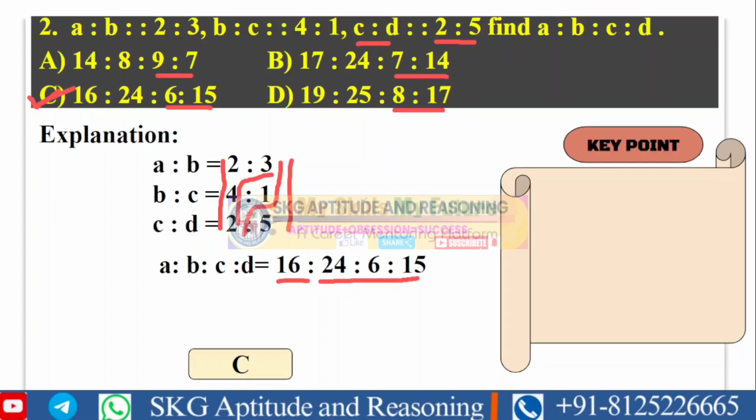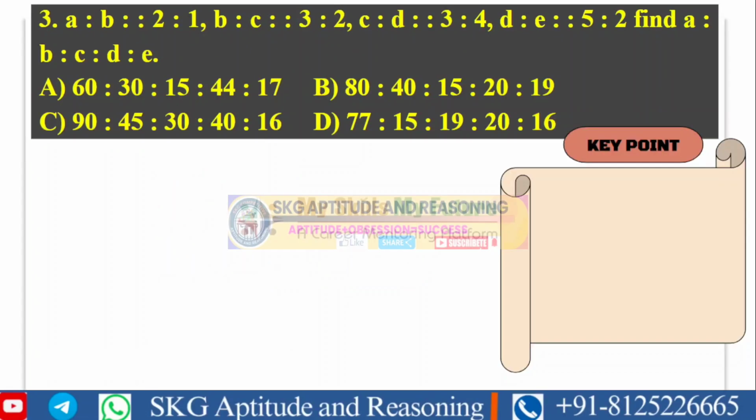Let's move to another example here. Try to solve this example. What he asked in the question is to find the value of A is to B is to C is to D is to E. Simply check whether the ratio between D is to C is 5 is to 2 or not.